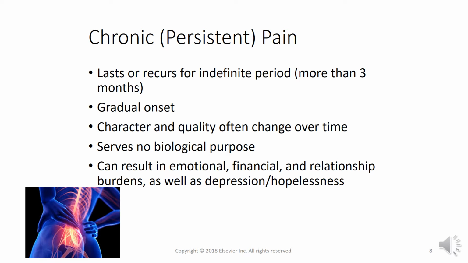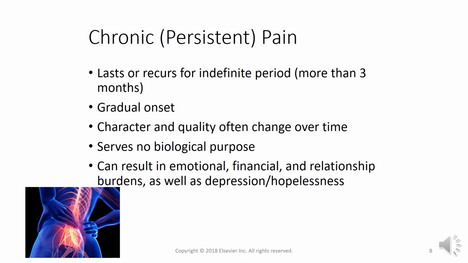Okay, chronic persistent pain. It lasts or recurs for an indefinite period, more than 3 months. It has a gradual onset. Character and quality often change over time, and it serves no biological purpose. So it can result in emotional, financial, relationship burdens, as well as depression and hopelessness. Okay? So once again, pain more than 3 months, gradual onset. It has no biologic purpose.